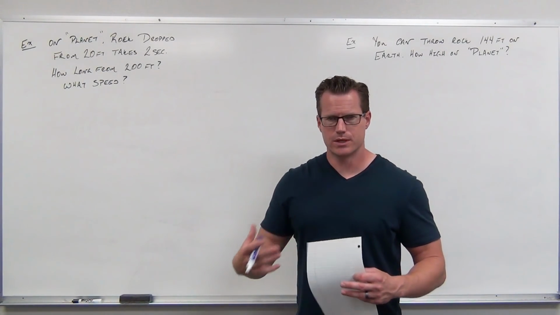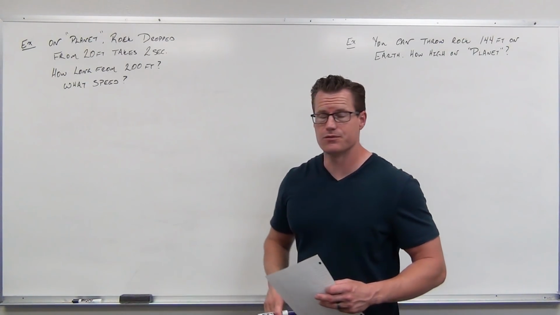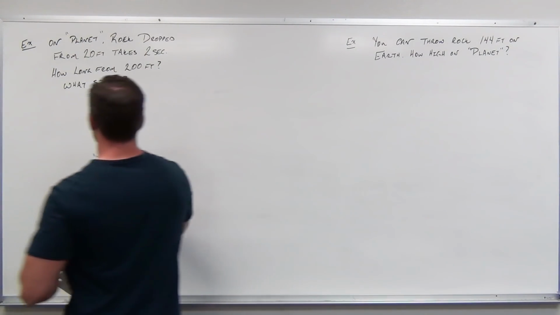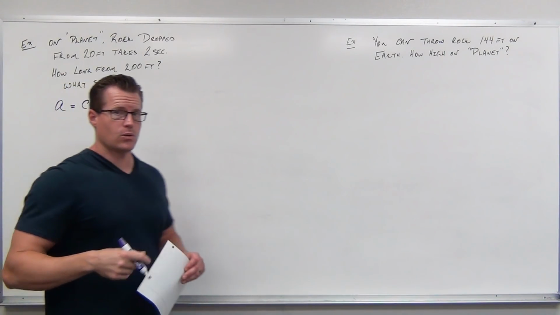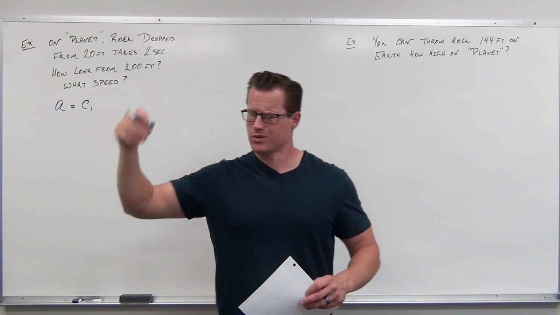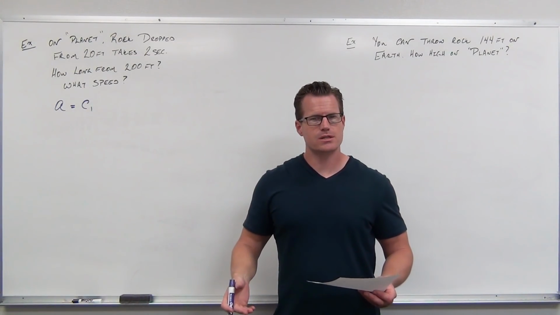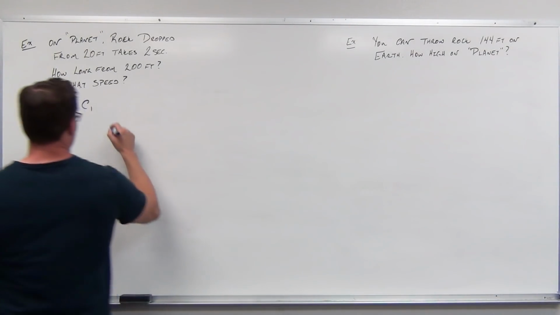So let's start with what we know. Now, we're on a different planet, so we can't assume that gravity is negative 32 feet per second squared, but we hopefully can assume it's constant. Now, we also know that we're dropping the rock. We're not throwing the rock. We're not throwing it up or down. So our initial velocity is also 0. Hopefully you're catching this. This is important to get down.